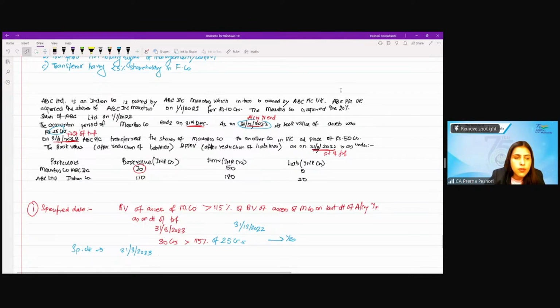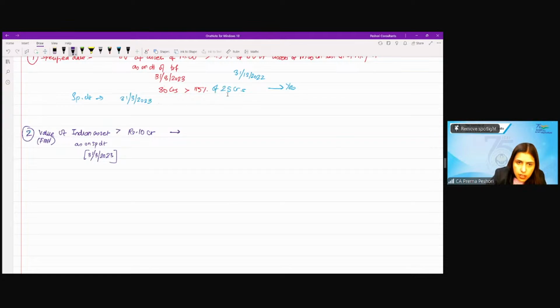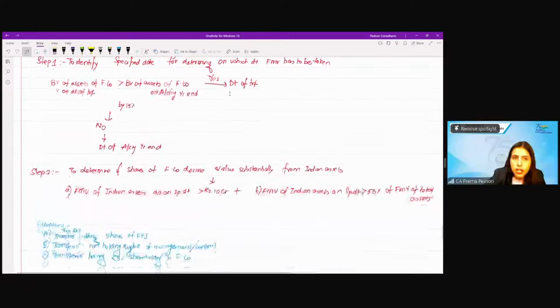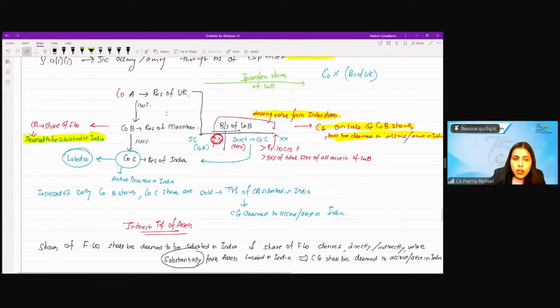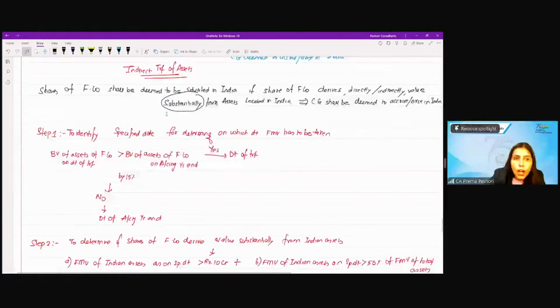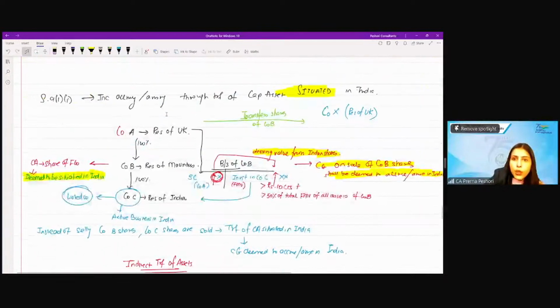So just write it over here. The first condition is satisfied. So it is 180 plus 20, 200, because FMV without reduction of the liabilities. Are we clear? So if you look at here, we had discussed this point that you have to consider the FMV without the reduction of the liabilities as such.